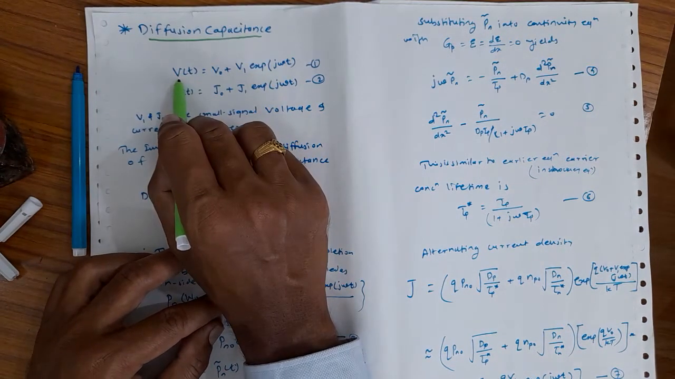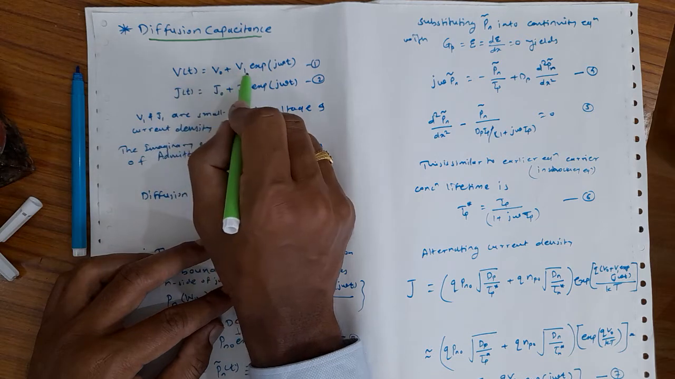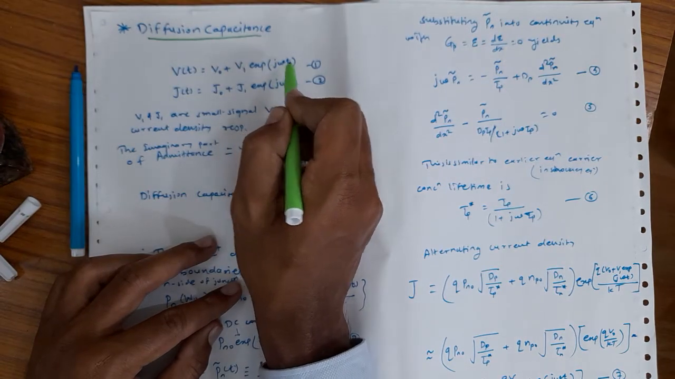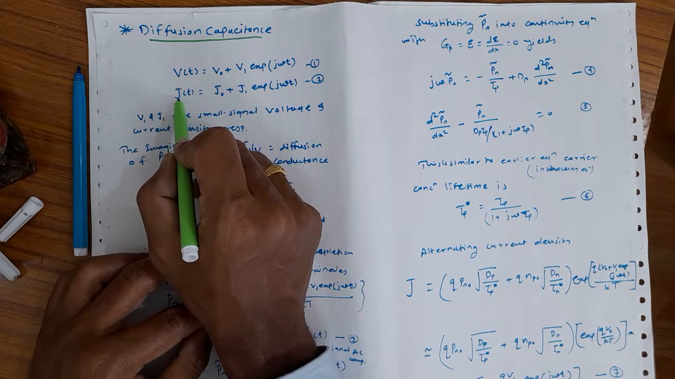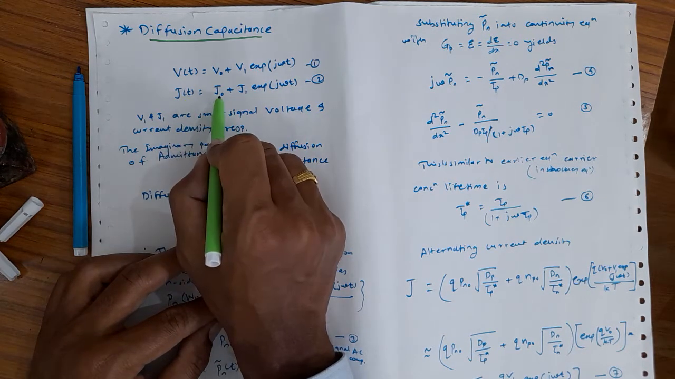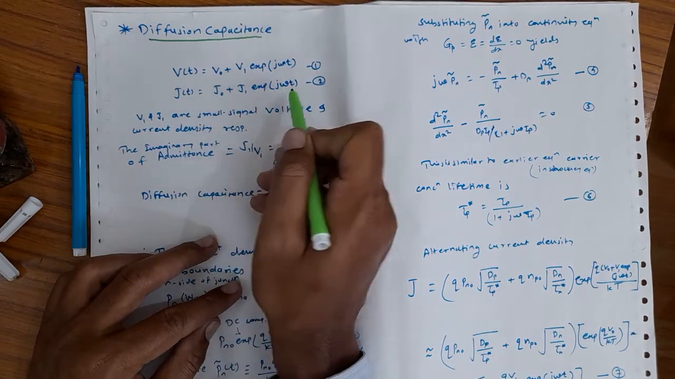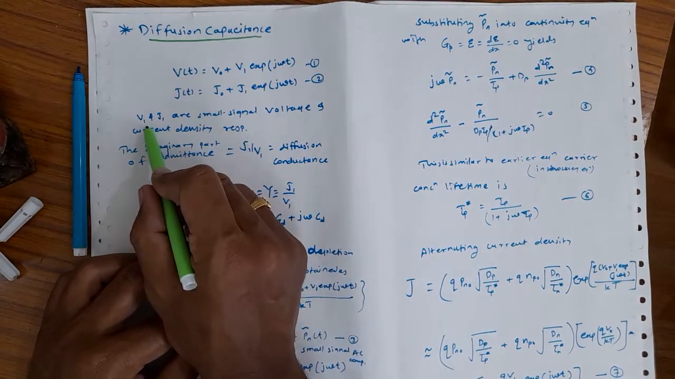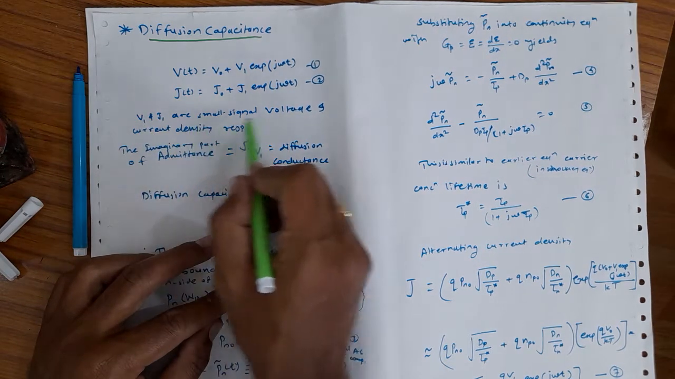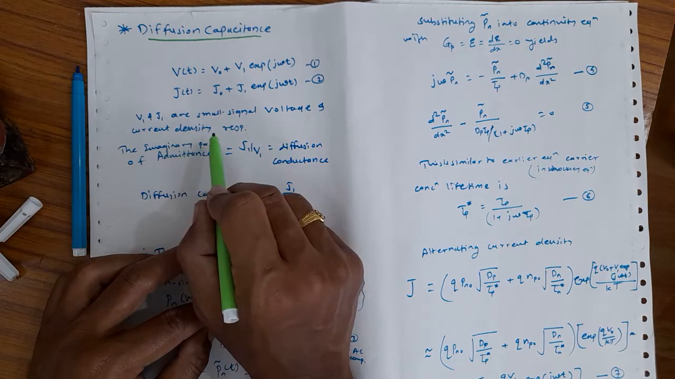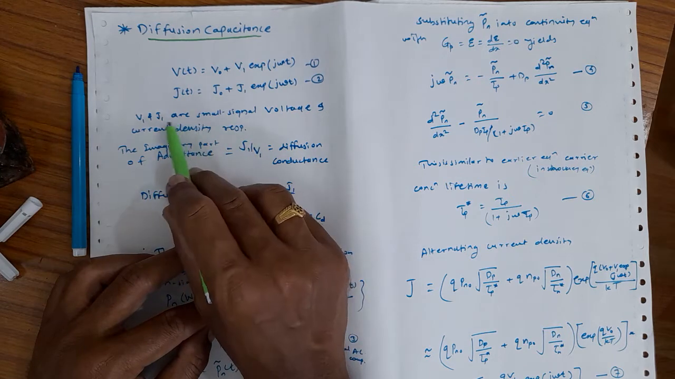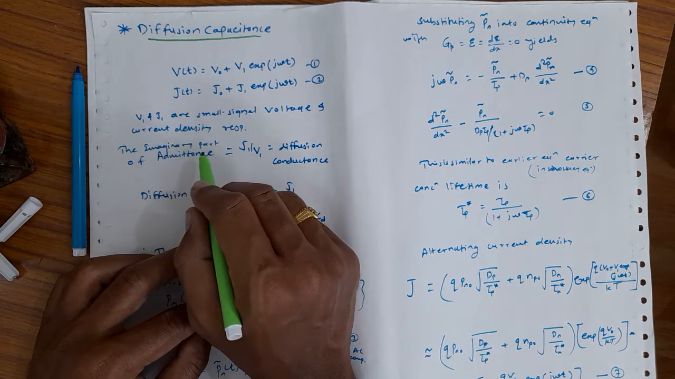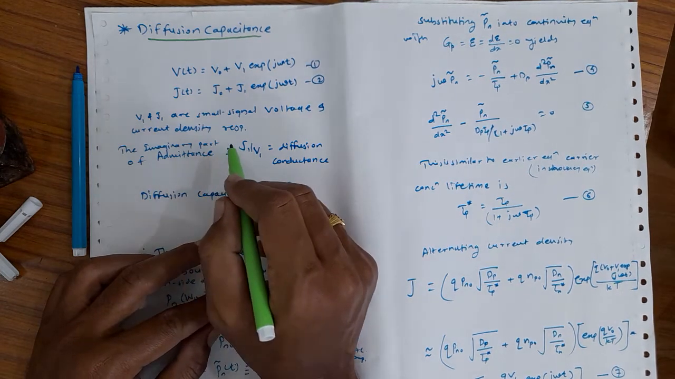Similarly, the potential is given by V0 plus V1 exponential of j omega t, where the frequency of this signal is given by omega. The corresponding current density is given by j0 plus j1 exponential of j omega t. Here j1 and v1 are the small signal current and the small signal voltage.